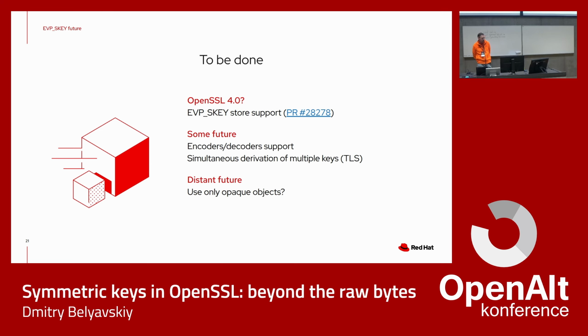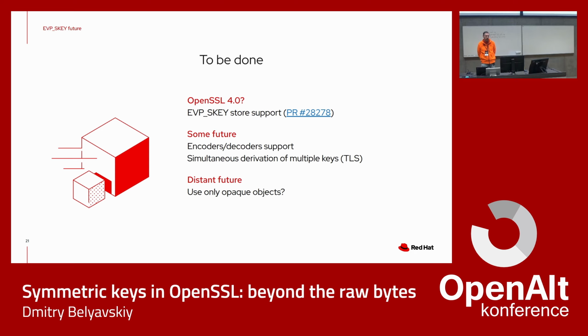To be done. First, I hope we will be able to land the store support in OpenSSL 4.2. Tomorrow I need to nudge the reviewers again and again. For the future, we will need to provide so-called encoders and decoders. It's a way to transform, for example, a file representation to a key object.